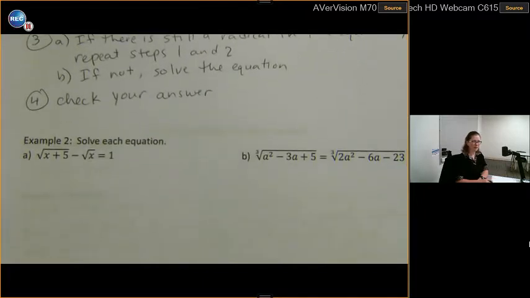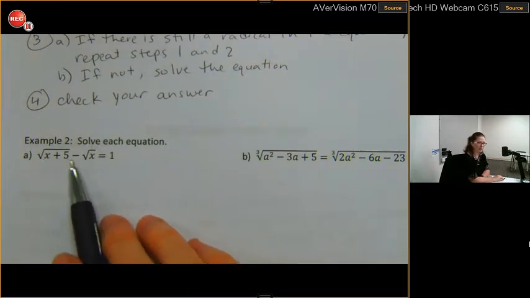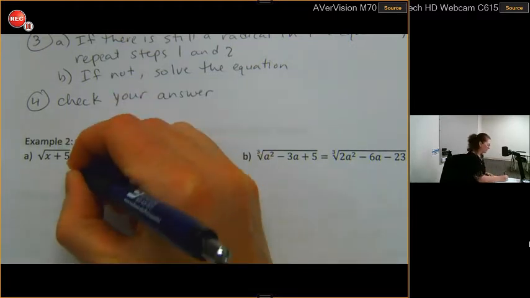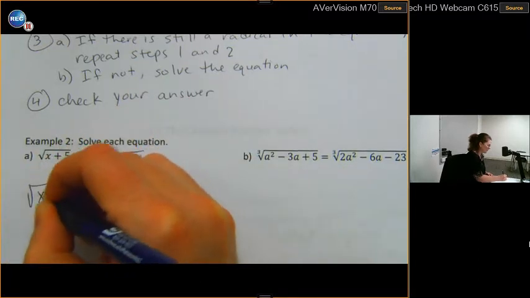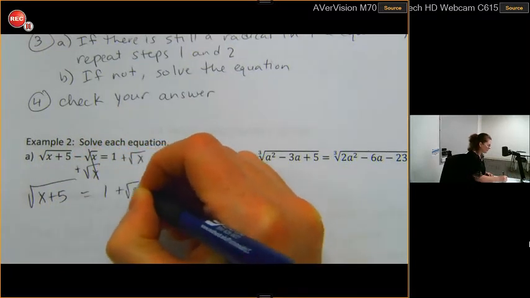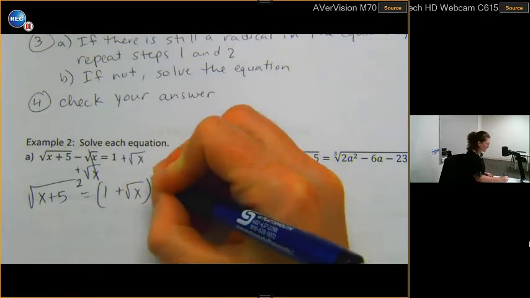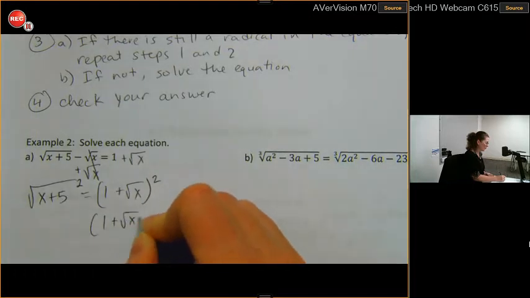Example 2, problem 1. Step 1 says I need to get one of these radical expressions by itself, because I have the square root of x plus 5 and then the square root of x. I cannot put these together, as we talked about in the section on adding radicals. These are not like radicals, so they cannot be combined. Instead, I'm going to add the square root of x, and then I'm going to square both sides, again utilizing parentheses, because this 1 plus the square root of x is going to have to be FOILed.